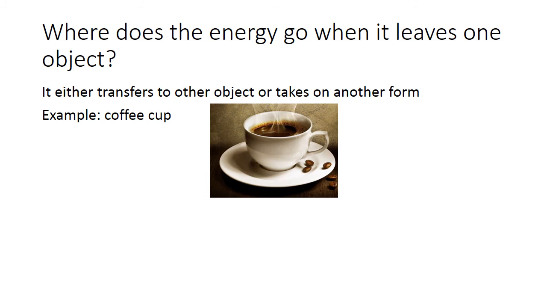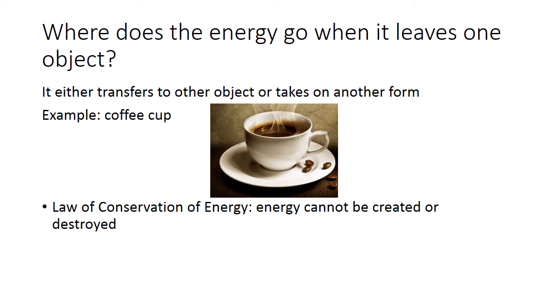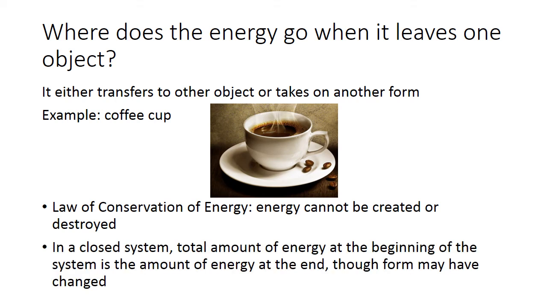And that follows a rule called the law of conservation of energy. Energy can't be created or destroyed. It just gets transferred from one place to another. Okay. And the rule is that in a closed system, which means that there's nowhere that you can't keep track of that it doesn't go, the total amount of energy at the beginning of the system is the amount of energy at the end.